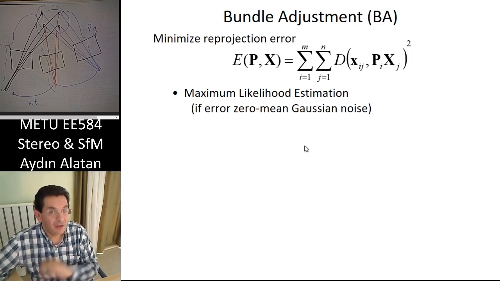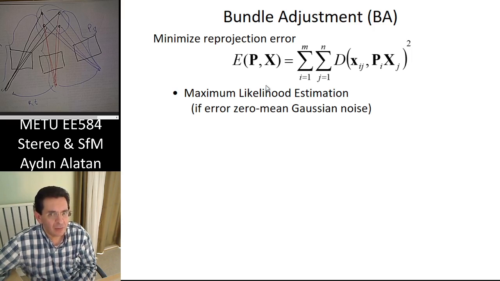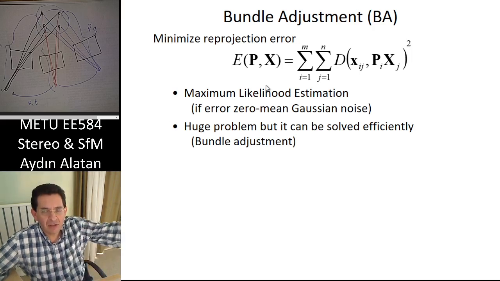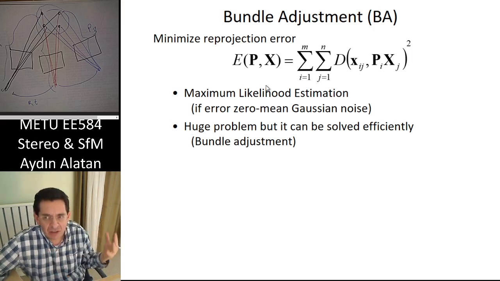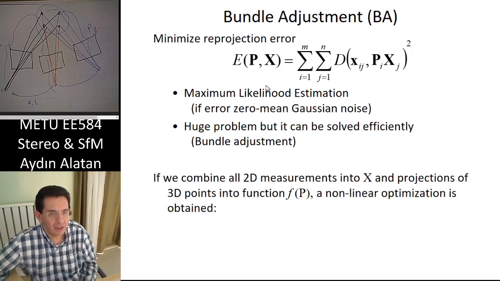If it is Gaussian noise, one can show that it's a maximum likelihood estimation of these P and X. I try to estimate these things with respect to P and X. Now, it's a huge problem. Maybe 1,000 pixels, 100 cameras, and as you can see, 1,000 by 100 is 100,000 matches that you are trying to minimize.